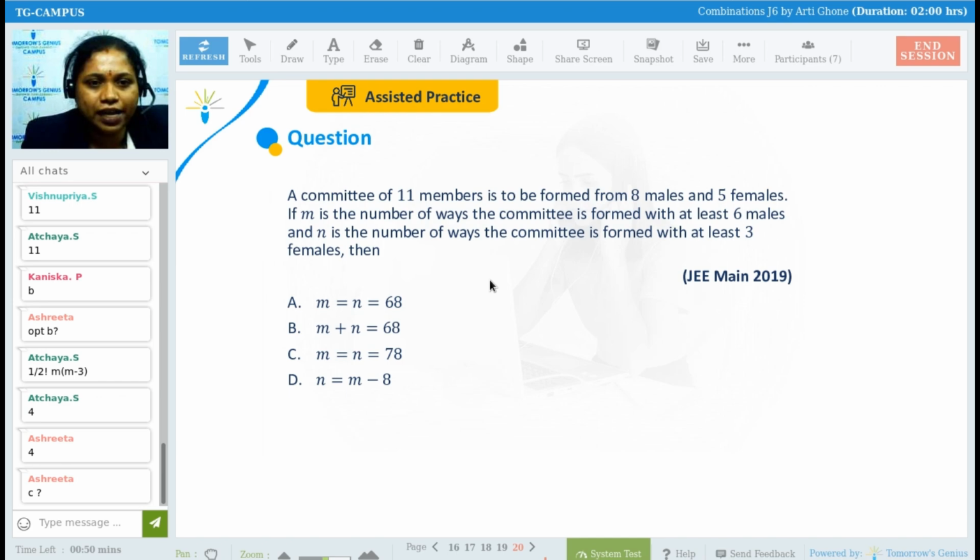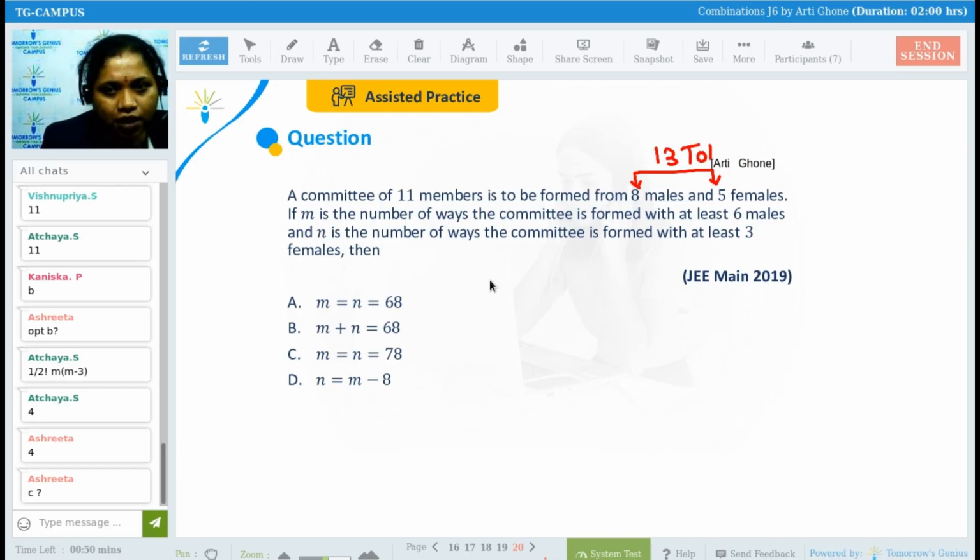Okay, good. Now I'll explain with elaborate writing. The committee of 11 members is to be formed from 8 males and 5 females. First, how many total do we have? Actually we don't need the total count now, but first I'll take it. 13 is the total. Clear? But out of 13 members, we have to select 11 members.